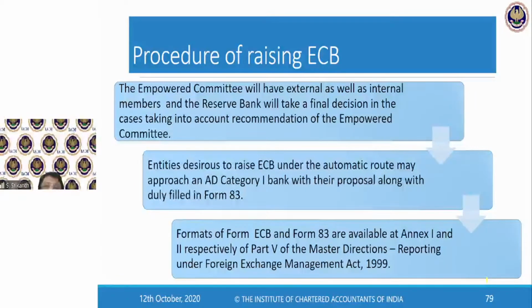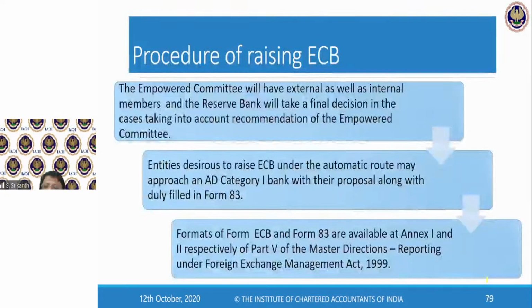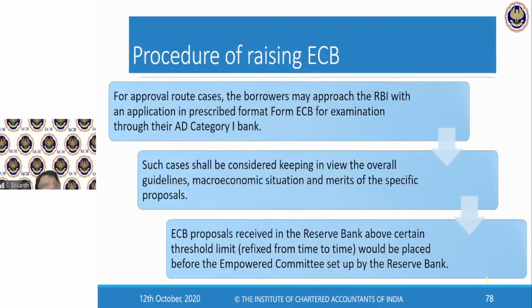So when you want to go under the automatic route, you approach the AD category 1 bank with the proposal along with Form 83. Then everything is there. So this is the general concept of ECB.